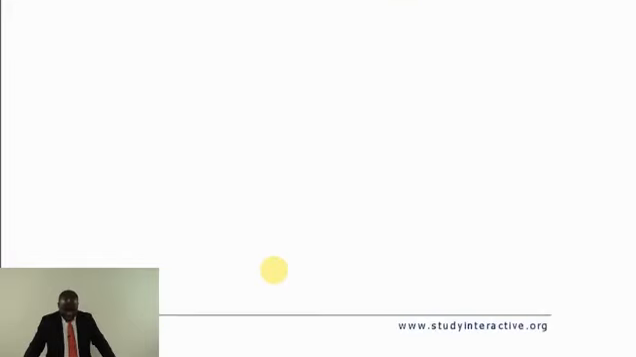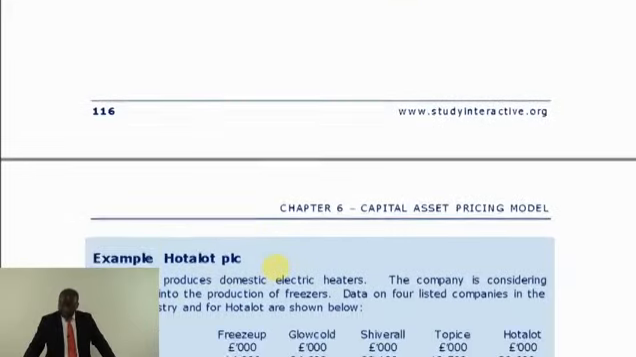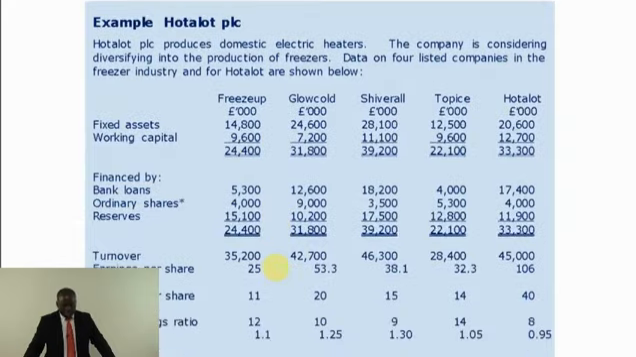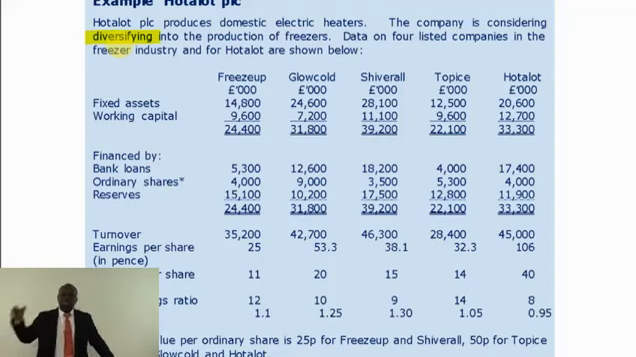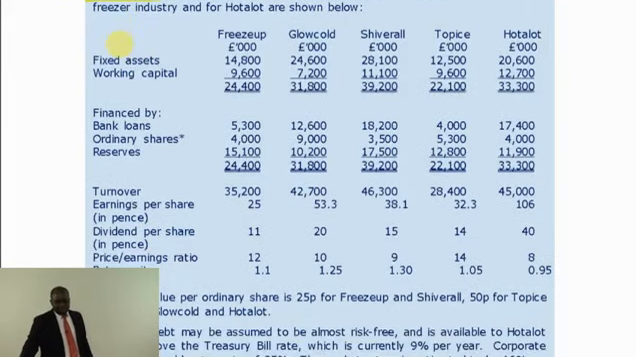So let's go there. We take this example to illustrate. Hot Alot PLC produces domestic electric heaters. The company is considering diversifying into the production of freezers. Once we are diversifying, business risk is changing. And we know either business risk changing or financial risk changing or both changing, WACC should change.